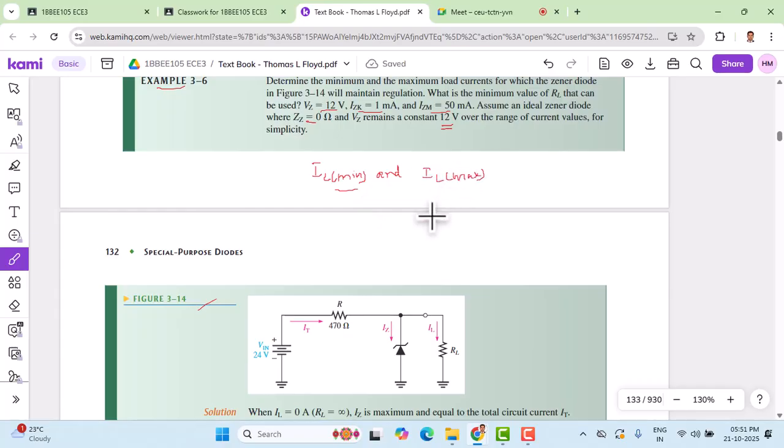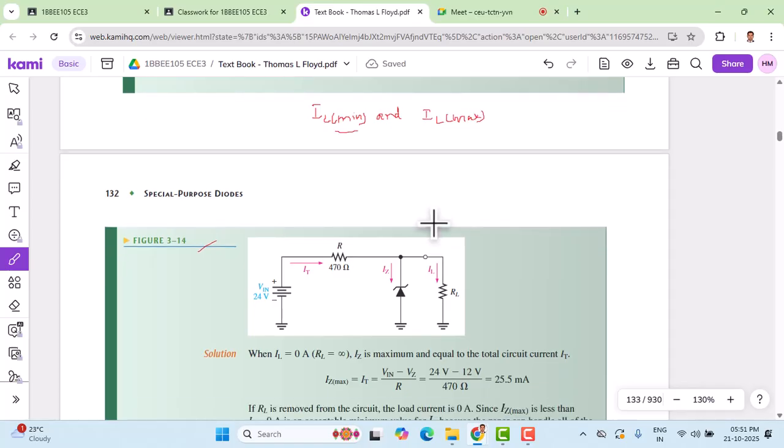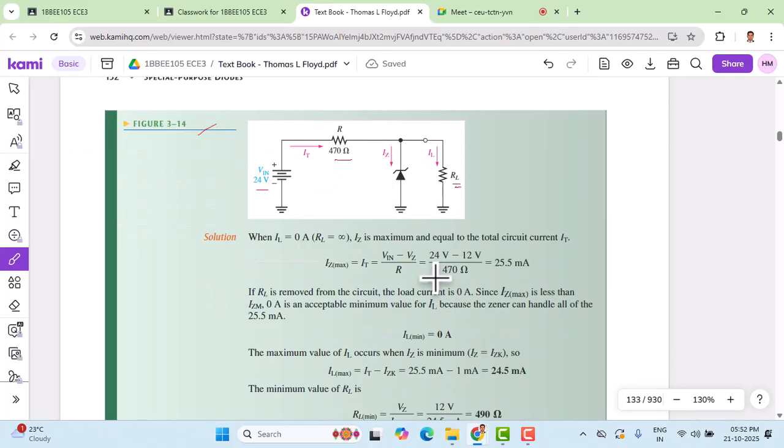Let us go through the problem. Here we have a circuit diagram. Input voltage is given as 24 volts. The current limiting resistance is 470 ohms, and IT is the total current labeled here. IZ is the Zener current going through the Zener diode, and IL is the load current flowing through the load resistance. We have a finite load. We will see the two conditions, no load and full load.